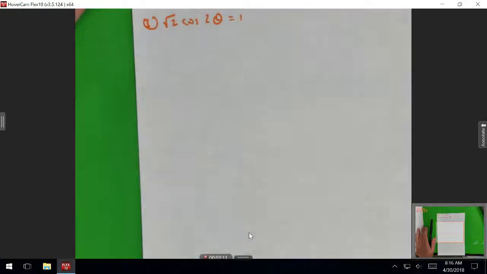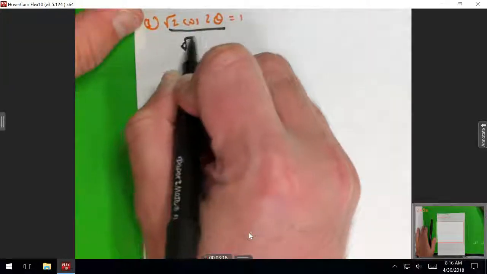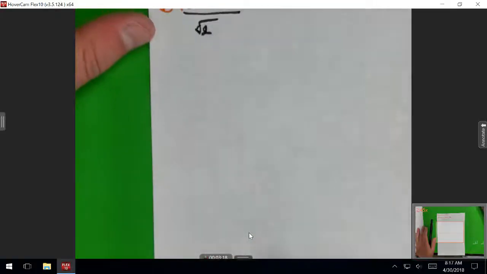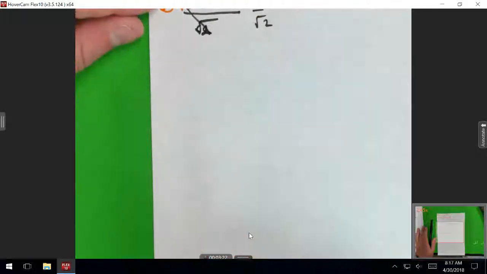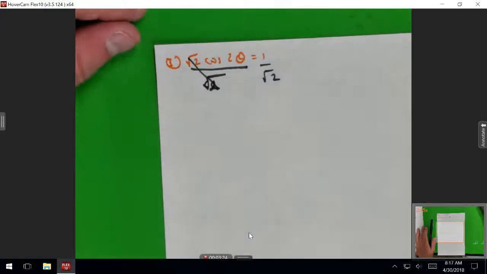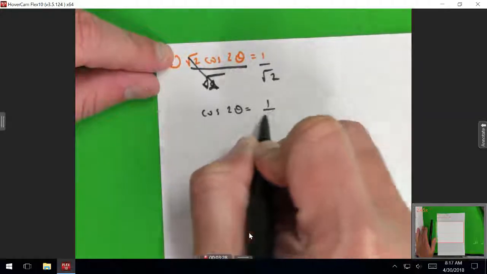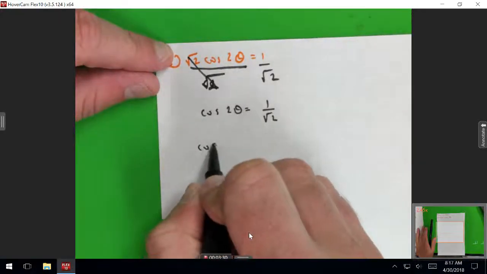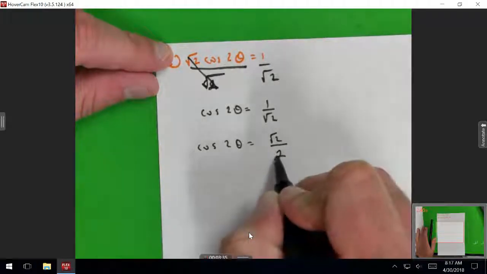First thing you're going to do is just like normal. You're going to get your cosine by itself. I'm going to divide both sides by square root of 2 and get the cosine by itself. Cosine of 2 theta equals 1 over square root of 2. Well, you know when you rationalize that, it gives you square root of 2 over 2.